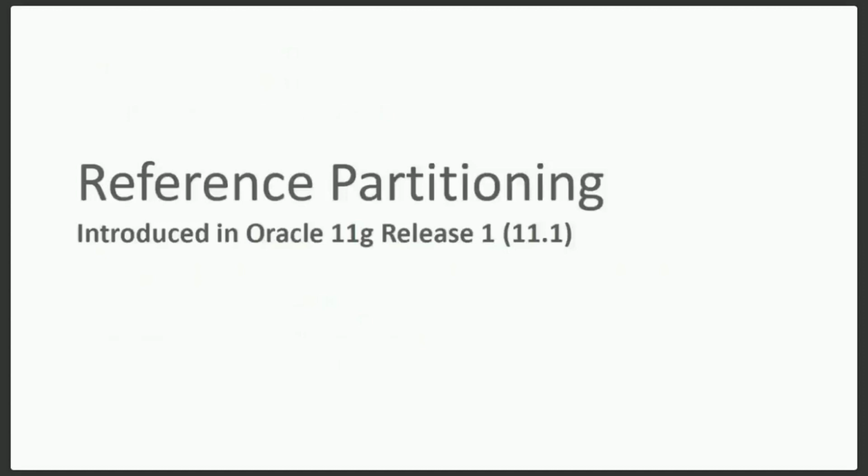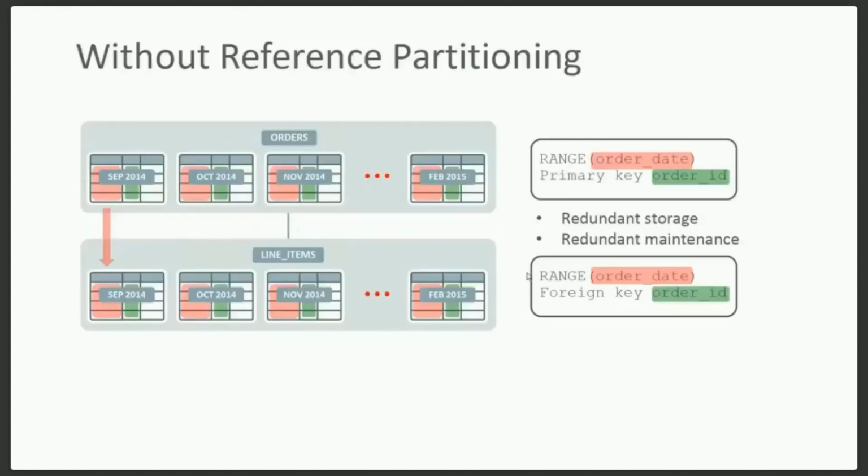Along with the interval partitioning, another method of partitioning was the reference partitioning. That again was introduced in Oracle 11G. The concept is quite simple: typically we have parent and child tables. The parent table is partitioned on a particular column, and if you wanted to have the same kind of partition for the child, we also had to have the same column in the child table as well. So that led to some kind of redundancy in terms of storage, etc.